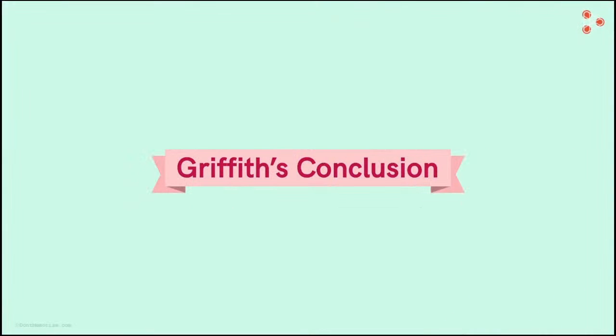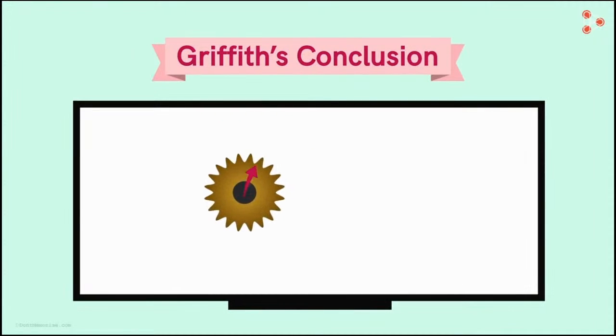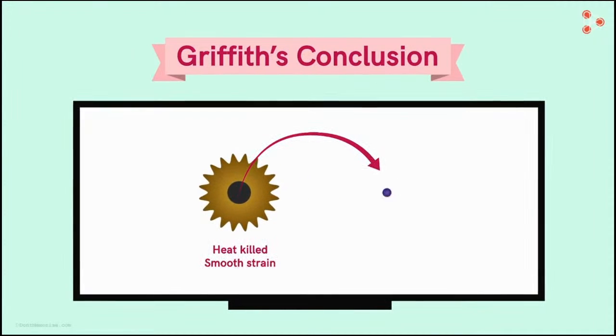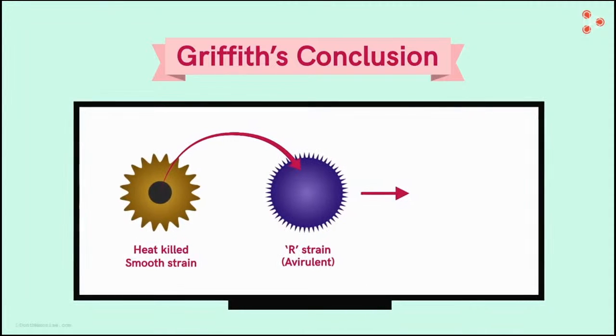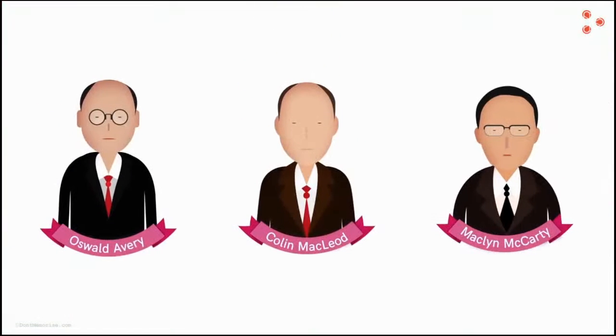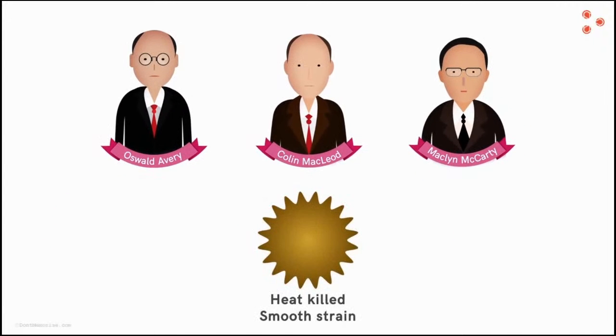Griffith concluded his experiment by inferring that there is some factor that's passed from the heat-killed smooth strain to the rough strain, which is avirulent. This factor transforms the avirulent strain to the virulent strain. So the three scientists thought of planning the experiment by targeting the heat-killed smooth strain.